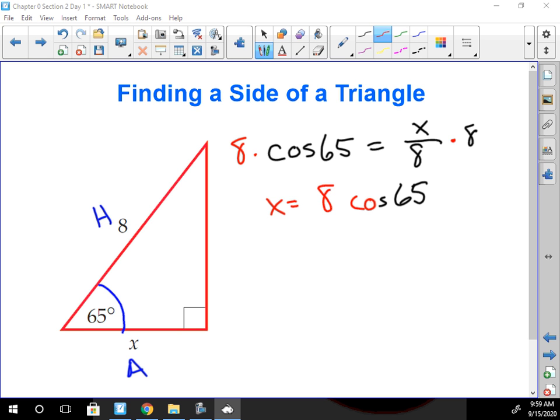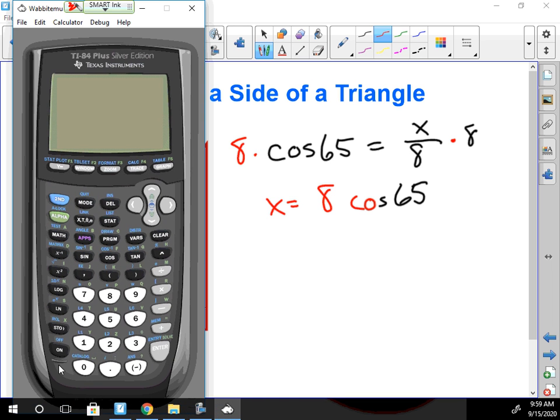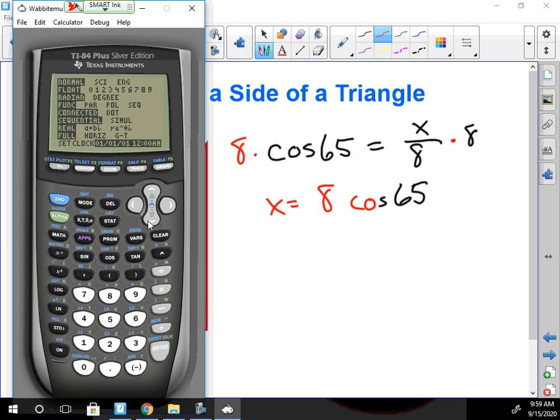Now that's a beautiful answer, but does it really tell me anything about my side length? Like if I was asking you how long a board should be, if you told me 8 cosine of 65, that's not telling me very much. So I now have to get out my calculator. Make sure you go into mode and make sure it is in degree mode because it's 65 degrees, not radians, which you haven't learned about yet, but we will get into shortly.